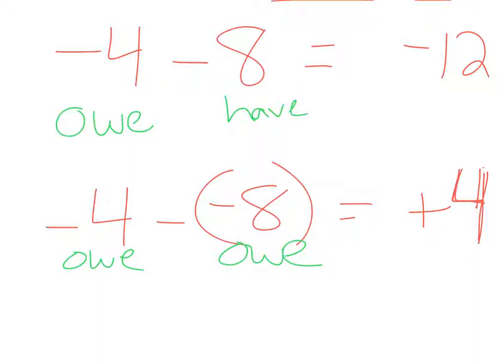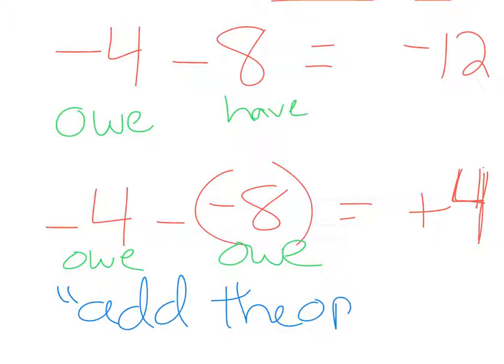So your best bet is going to be to remember the phrase, add the opposite. Add the opposite. Because in subtraction, that's another way that you can solve subtraction problems, and it makes it a whole lot easier because all we have to really do is remember our addition rules. Same sign means that we add them together and keep the sign. Opposite signs means that we subtract their absolute values and keep the sign of the larger value.